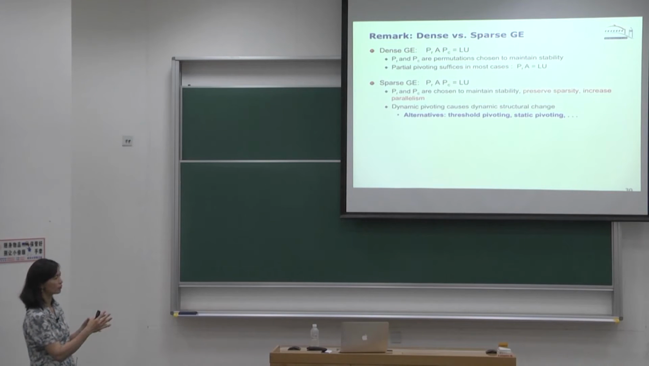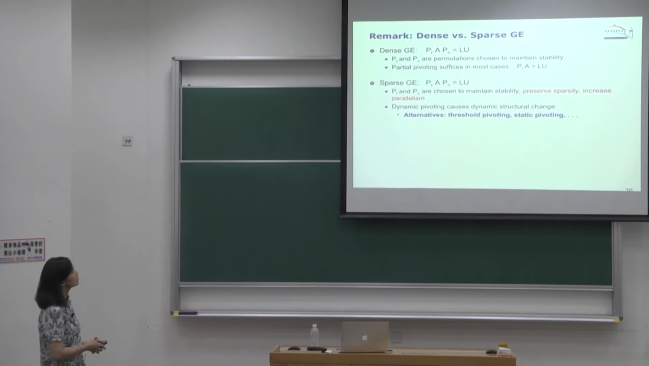structure, the amount of fill you generate is actually changing dynamically, so that you need to design a very complicated data structure on the fly, whenever you detect there's new fill generated, somehow malloc, free. It can be expensive. So then people are using some alternative pivoting strategy like threshold pivoting.